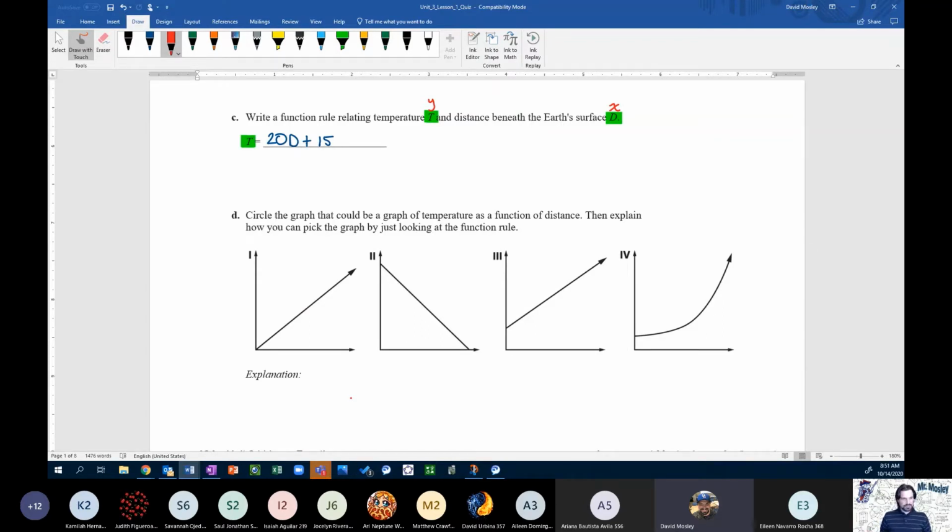Eileen says up. Anyone else have an idea? Increasing, yes. Destiny says increasing. Okay. So which graphs can we eliminate? Can we say it's definitely not these graphs?